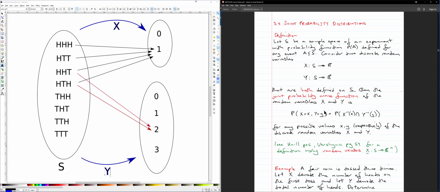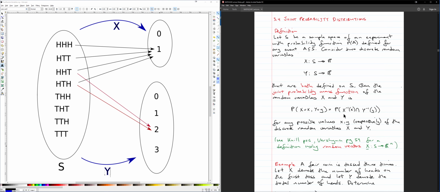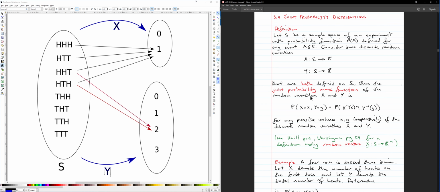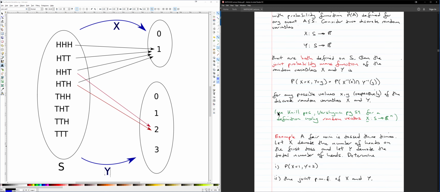So the first one we'll talk about is the joint PMF, the joint probability mass function. For the joint PMF, I'll do this example over here, because the theory, at least the definition, may be a little bit on the complicated side. And in this example, we'll be getting a joint probability mass function.